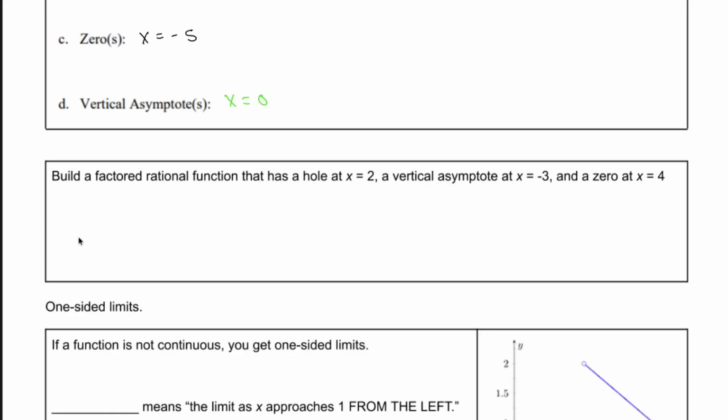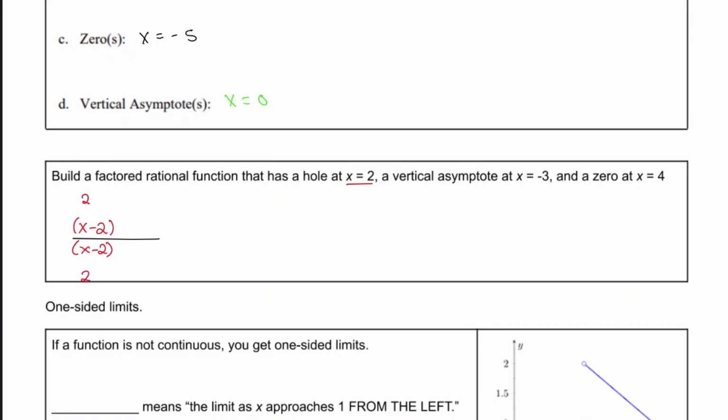All right, so let's do this. Let's do the magic numbers first. Build a factored rational function that has a hole at 2. Well, if there's a hole at 2, I'm going to have a magic number up here and a magic number down there, which means the factored version of it is the opposite: x minus 2 over x minus 2. Makes sense? That's my hole.